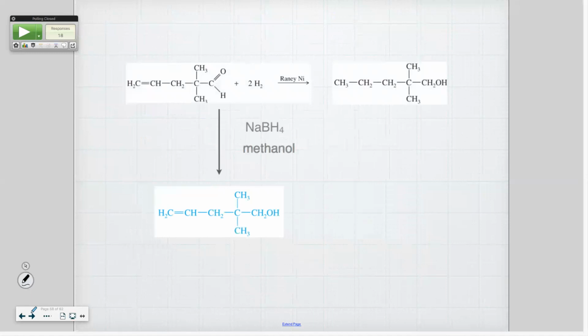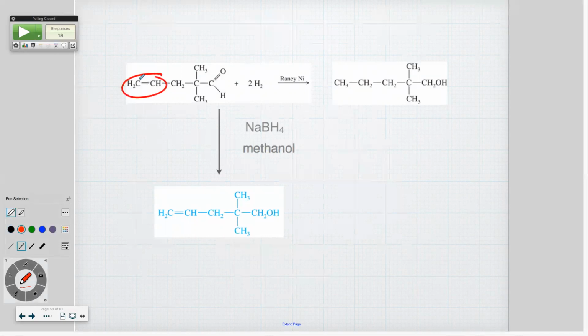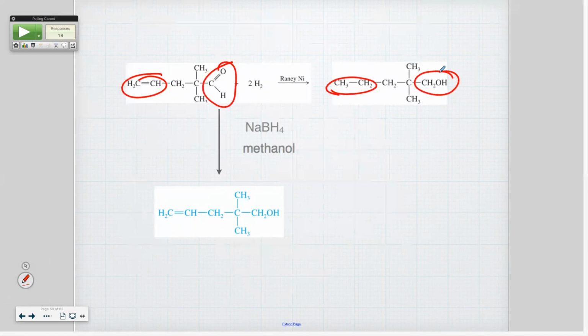So look at this compound up here. We're going to take this and we're going to add hydrogen and Raney nickel, okay? And when you do that, here's your double bond. It gets reduced. Here's your aldehyde. It gets reduced, okay? In contrast, if you use sodium borohydride and methanol, only the alcohol would be formed. You wouldn't reduce the double bond.